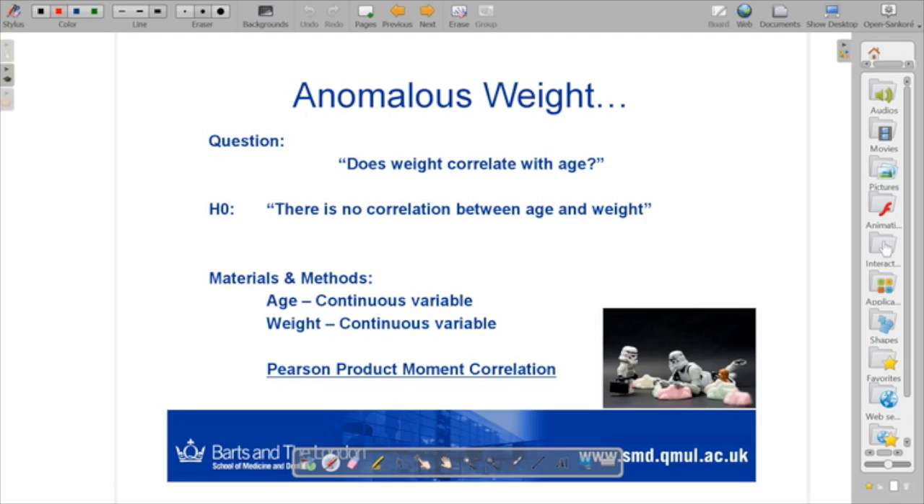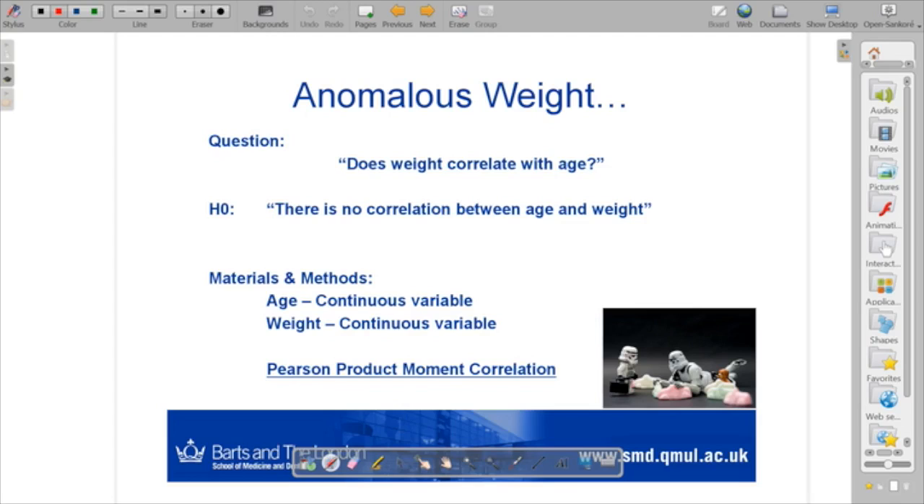So we can ask ourselves the question, does weight correlate with age? And under this question, we can then have a null hypothesis that there is no correlation between age and weight. That would imply that any weight variations are random amongst or independent of age. So age would not be a factor. That's what we're saying in that null hypothesis. There's no correlation between age and weight. Age is not a factor in weight variation.